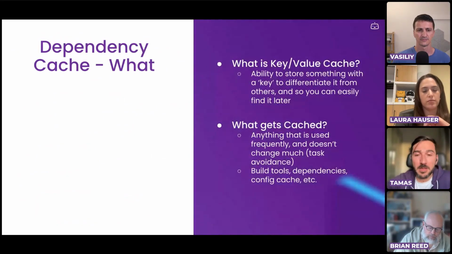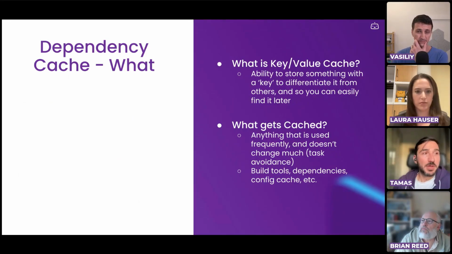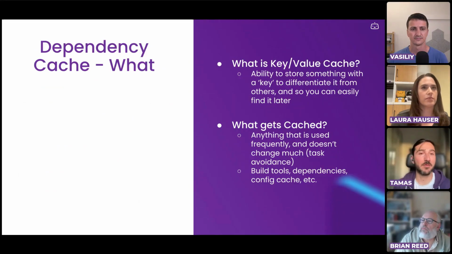How does dependency caching look? You would be able to basically use a key value cache where you are storing the contents of the cache archive based on a specific cache key that can be easily found later on. You can put basically anything into this cache. It quite frequently focuses on the most used files, for example, dependencies. But you can also add build tools or configuration cache or anything else.